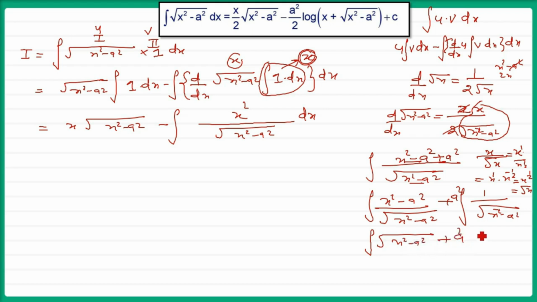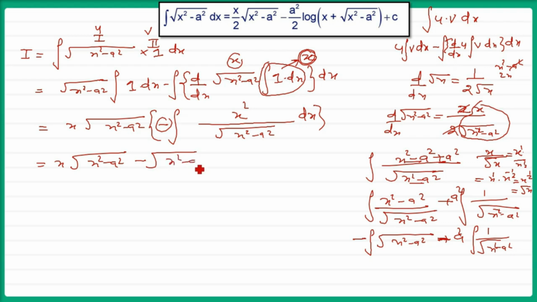Now a square comes outside. 1 by under root x square minus a square is already lying there. Now the negative is already there, so multiply the negative here, so both the terms are going to get negative. We have dealt with anything which is coming outside or after. So let's write x under root x square minus a square, then you have negative under root x square minus a square, then you have minus a square outside, 1 by under root x square minus a square already there.